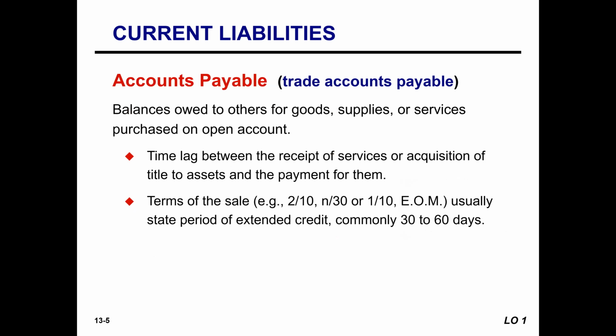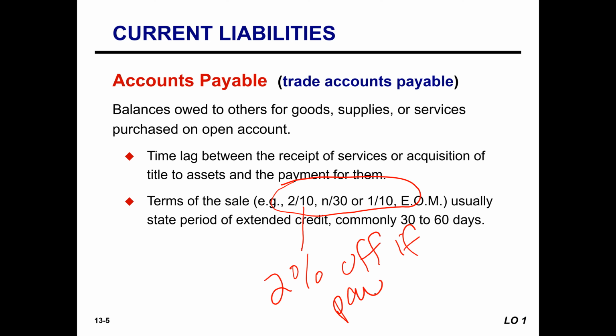All right, so accounts payable, again, probably the most familiar to us of the current liabilities, maybe that we've got the most practice with. These are balances owed to others for goods, supplies, or services purchased on account. And so hopefully we remember these credit terms or terms of the sale, 2/10, N/30, 1/10 EOM. EOM stands for end of the month. So 2/10, 2% off if paid within 10 days.